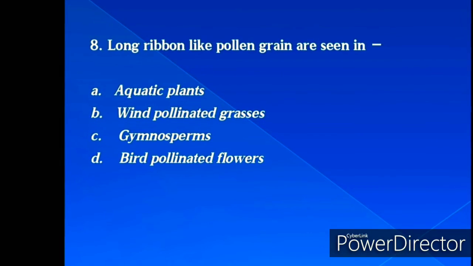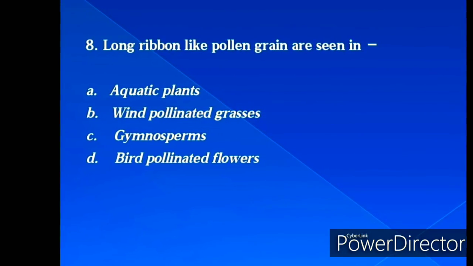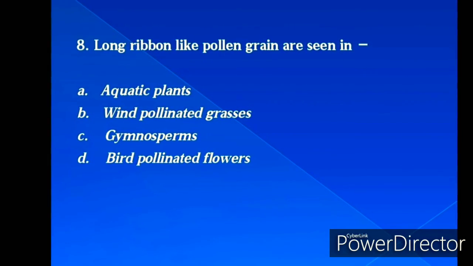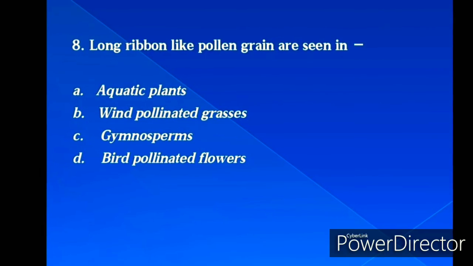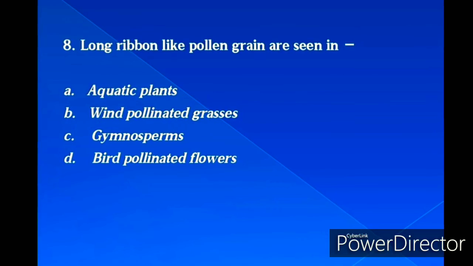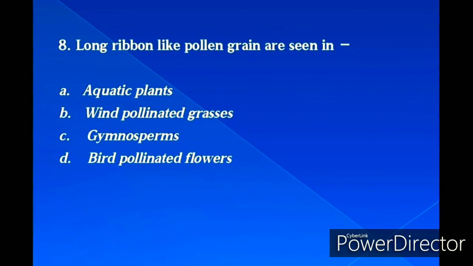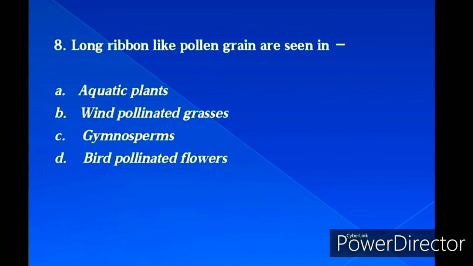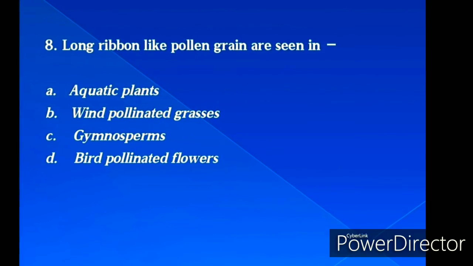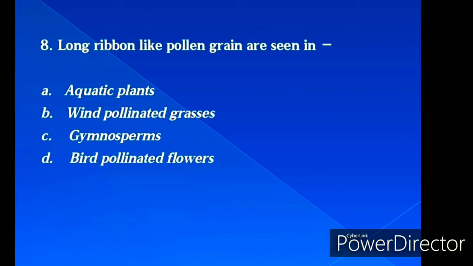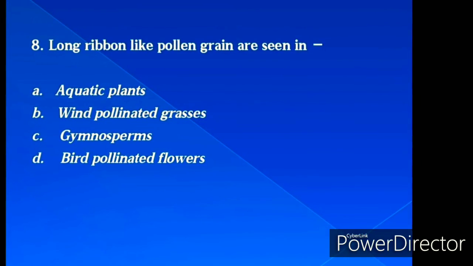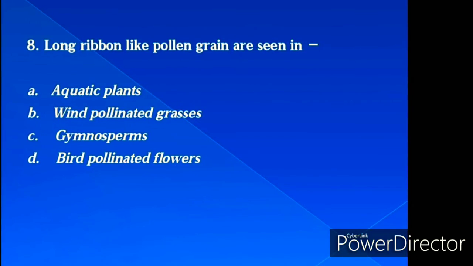Next, long ribbon-like pollen grains are seen in option A aquatic plants, option B wind pollinated grasses, option C gymnosperms, and option D bird pollinated flowers. So the answer is aquatic plants. Here, in most of the water pollinated plants, the pollen grains are long and ribbon like. Since they are in water, they must be protected from wetting. So hence they have a mucilaginous covering.